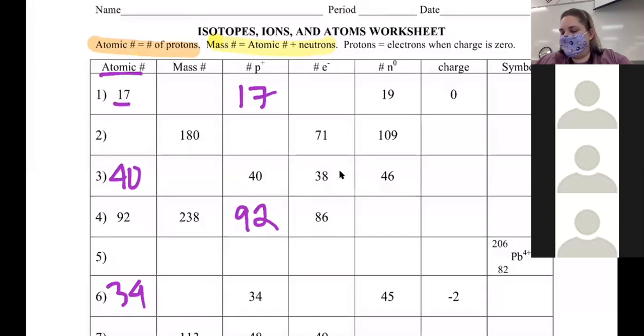17 plus 19? 36. Yes, thank you. So 36 is my mass number.